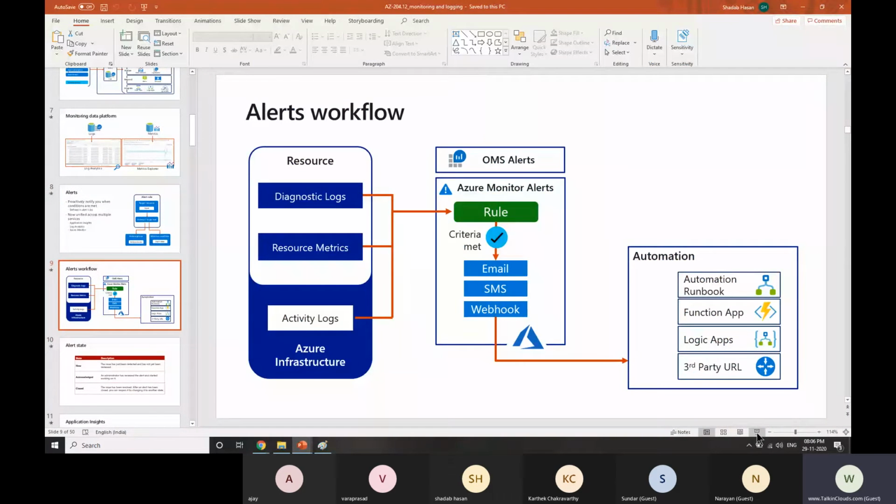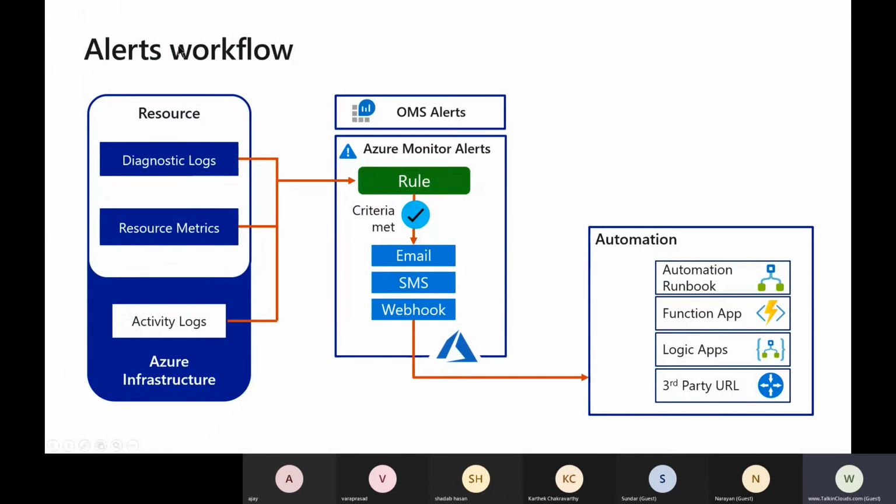Okay. So here you can see again, you have alerts for workflow, like you have diagnostic log, resource metrics, and availability activity logs available. So in the Azure Monitor, you can create rules. If criteria matches, like this many times the error has happened, or some resource has failed, you can trigger an email, SMS, or you can call any web API link, which can go ahead and trigger an alert to your administrator, so that they can go ahead and start your application.